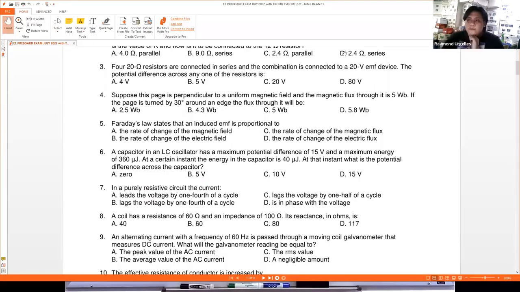For this one, suppose this page is perpendicular to a uniform magnetic field and the magnetic flux through it is 5 Webers. So this is what we will use as our first case: our page, or our loop, or the area is perpendicular to our uniform magnetic field. And given our magnetic flux, remember magnetic flux is phi.